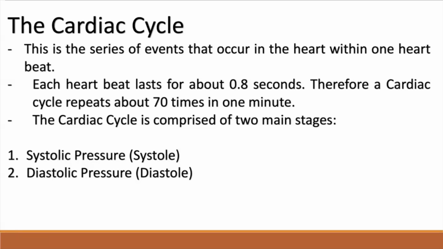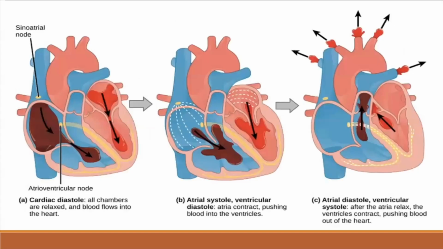Now, the cardiac cycle is comprised of 2 stages, systolic pressure, or what we know as systole, and diastolic pressure, or what we know as diastole. This is a good example to show you exactly what we mean by systole and diastole. Now, I like to explain it like this.